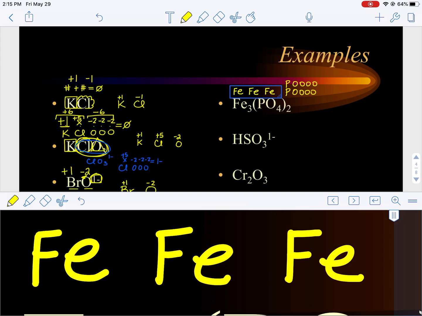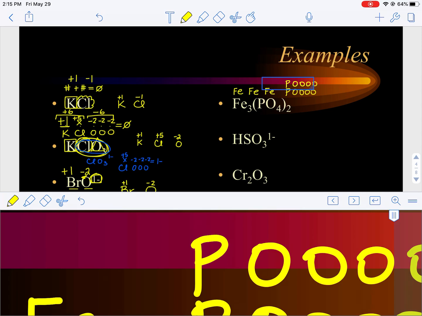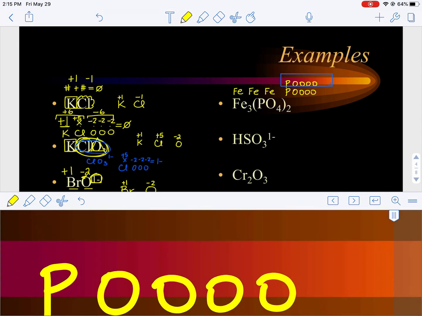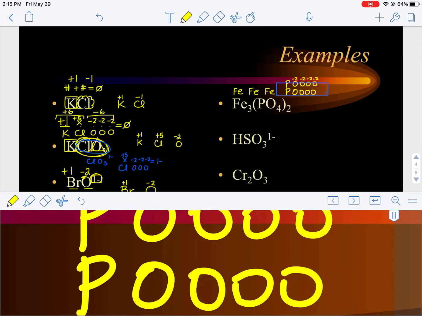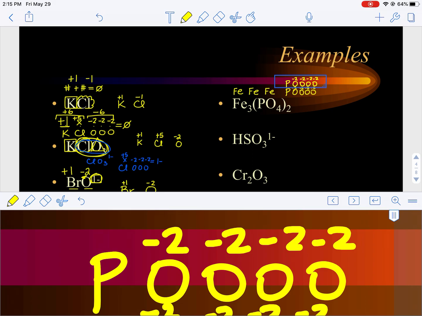But when I look at this, iron is a metal, but it's not group 1 and it's not group 2. There's no steadfast rule for what iron's going to be for its oxidation number. So I'm not going to be able to start there. There's no rule that involves phosphorus. Can't start there. So the only atom I'm able to start with is the oxygen. I know that each of these oxygens will be an oxidation number of -2. And here's where I'm going to have to implement the polyatomic ion rule.